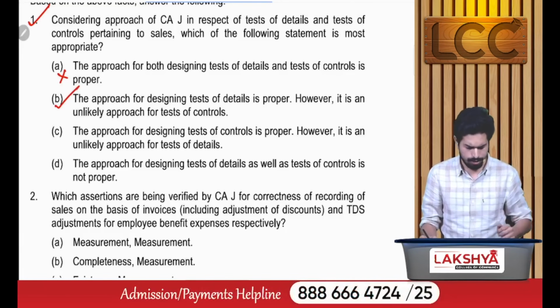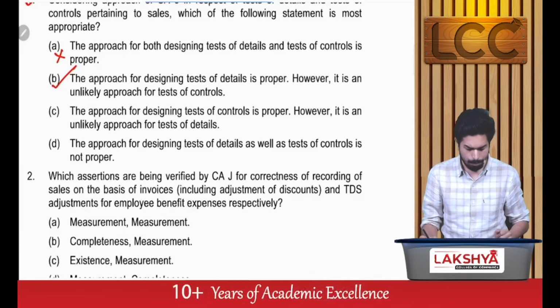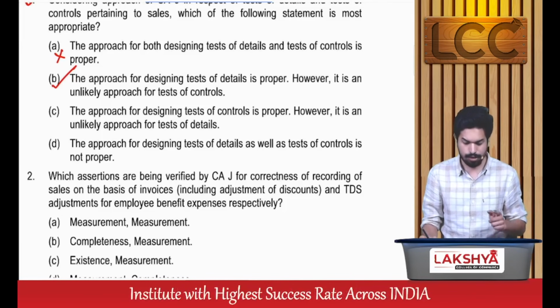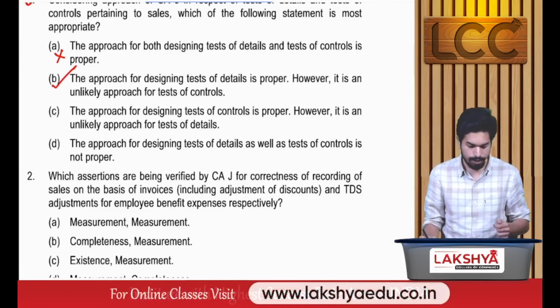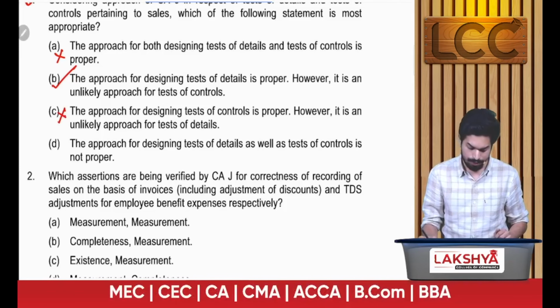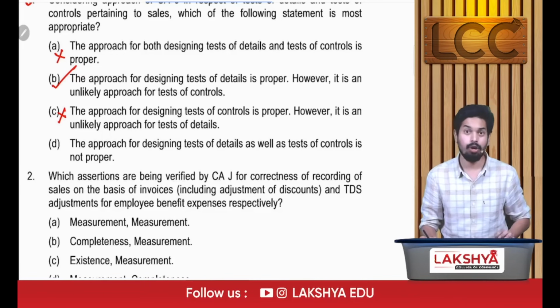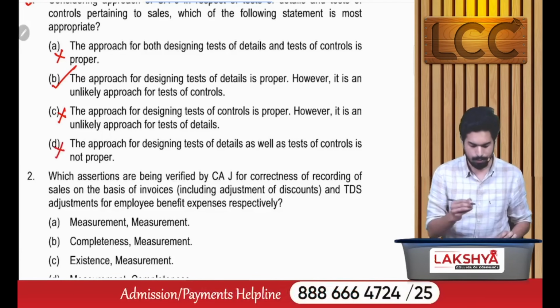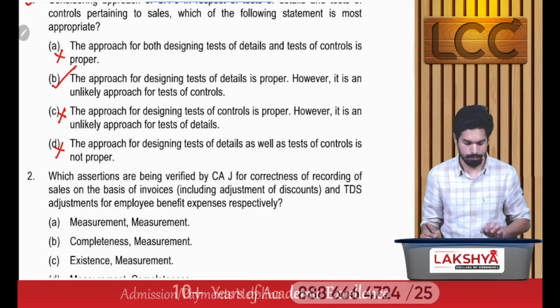So we'll see the remaining options also. C. The approach for designing test of controls is proper. However, it is an unlikely approach for test of details. No. D. The approach for designing test of details as well as test of controls is not proper. This is also not the right option. So the right option is option B.